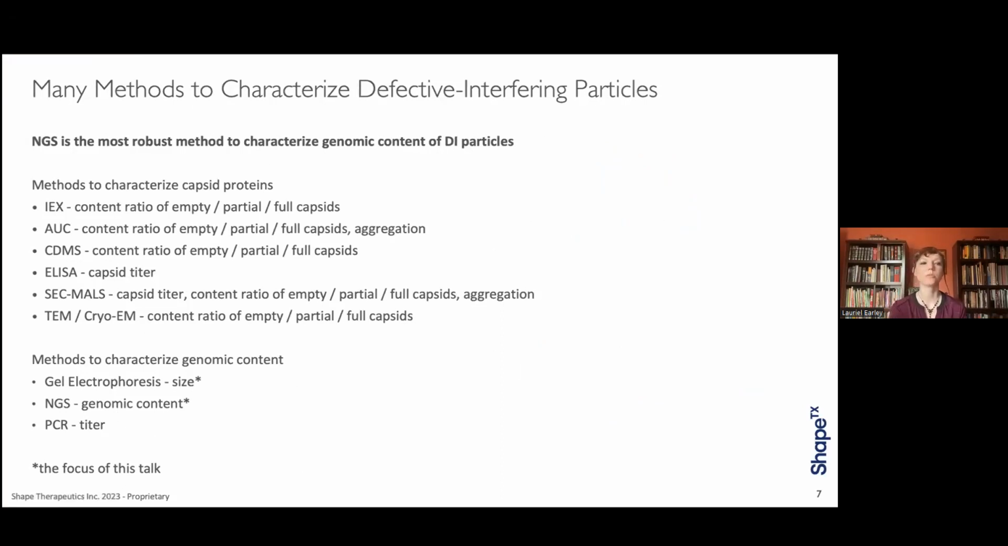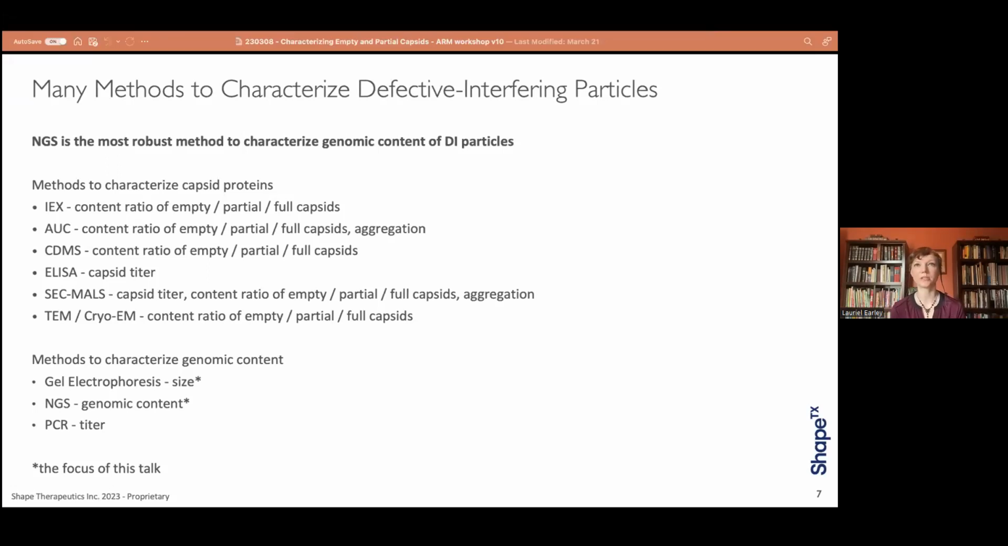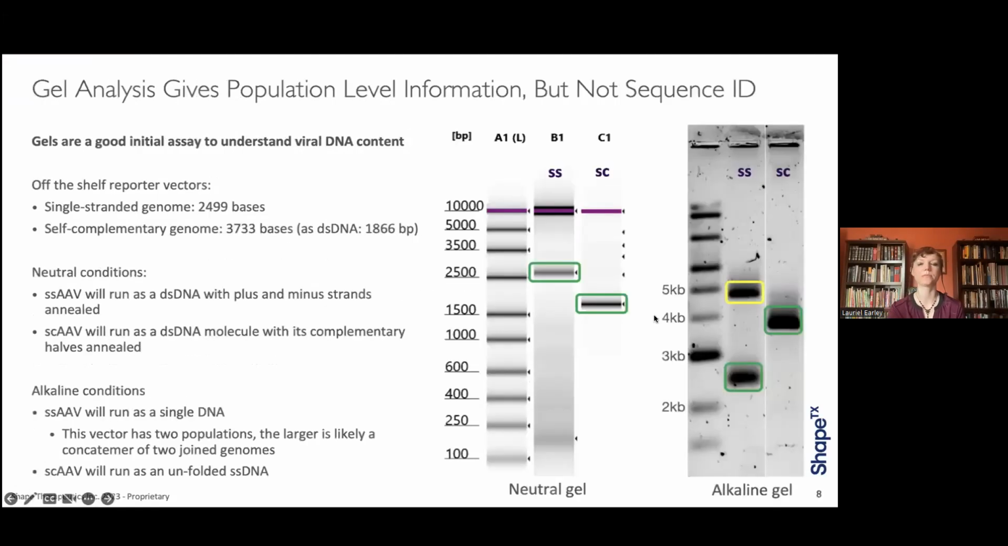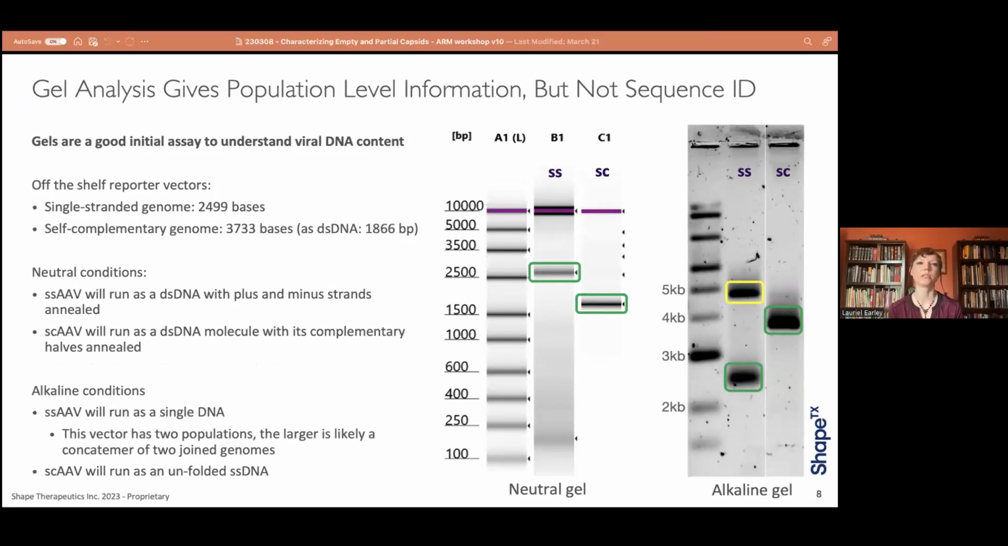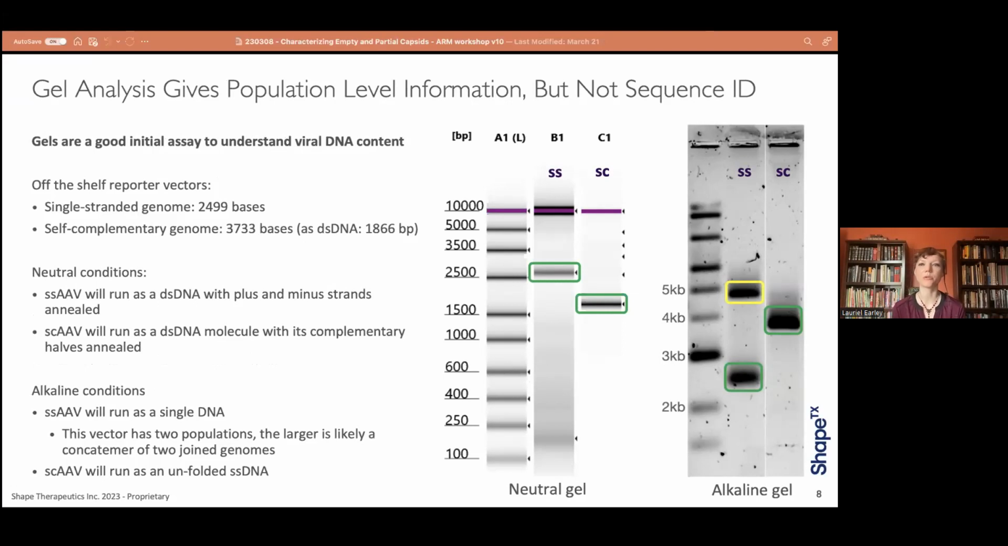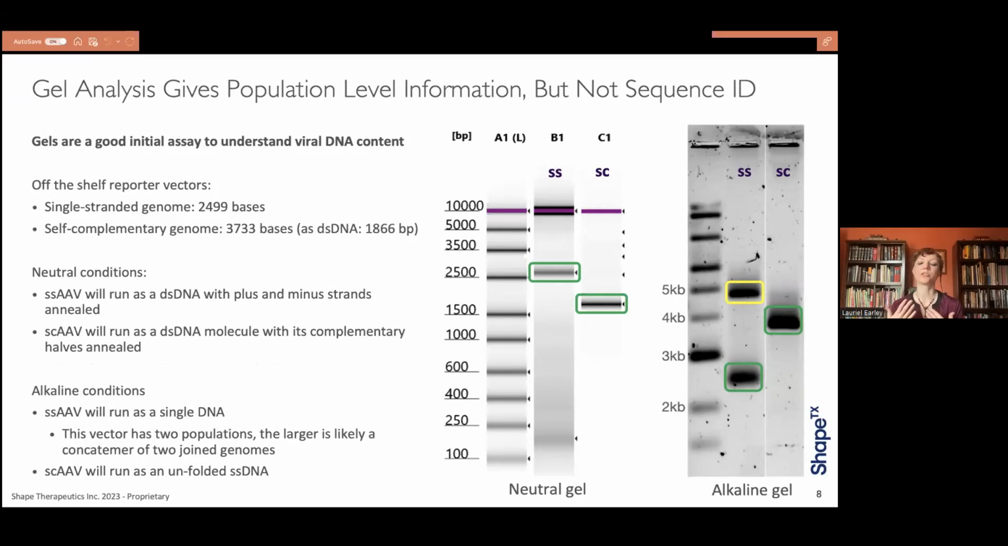And of course, people use PCR to titer their vector, but this is going to be targeting a small region of the vector and not really give you a comprehensive view of what's in your vector prep. So looking at gel electrophoresis, this is going to give us an analysis on a population level, but not sequence ID. But these are really a good initial assay to understand your viral content and an orthogonal way of looking at your vector populations to help you understand what you're seeing in some of your long-read sequencing.